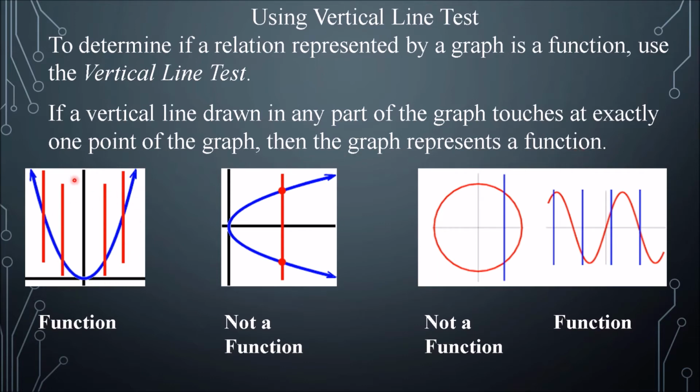Let's have this example. This is a parabola that opens upward. If you're going to use vertical lines, let's take a look at this vertical line. It touches at exactly one point. This one exactly one point, this one exactly one point, that one exactly one point. Therefore, this is a function. Let's take a look at this parabola again that opens to the right. If you draw one vertical line, it touches 2 points of the graph.